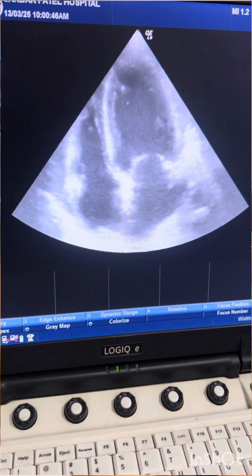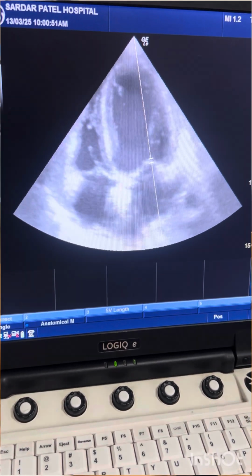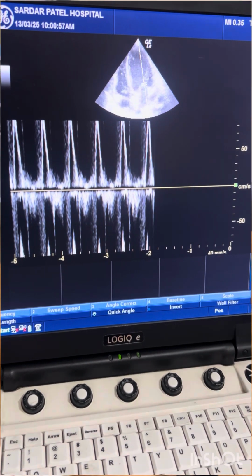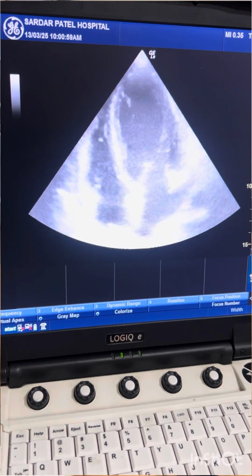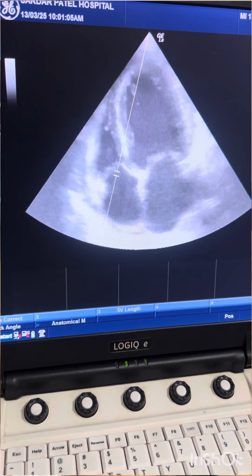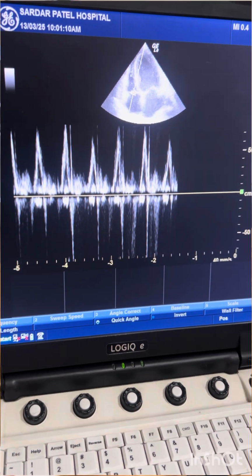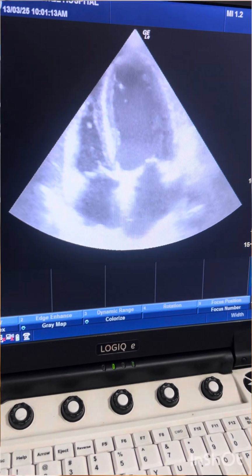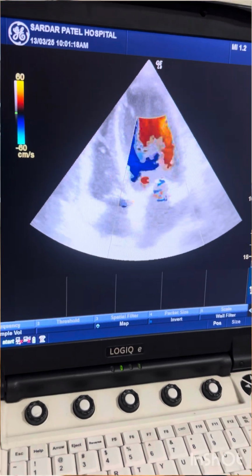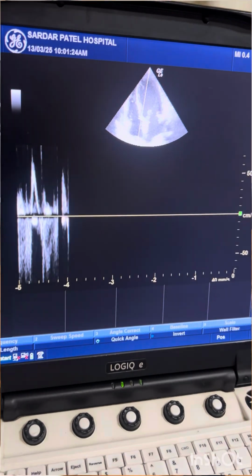LVEF around 30 to 35% was there, and we also ordered the cardiac enzymes, troponin, which was positive, and pro-BNP, which was more than 35,000. So there was presence of moderate LV dysfunction, volume overload, bilateral pleural effusion, and IVC was also less than 50% collapsible with respiration. So there were features of volume overload and moderate LV dysfunction along with the bilateral pleural effusion, and she had proteinuria.